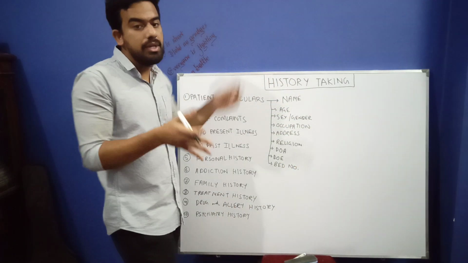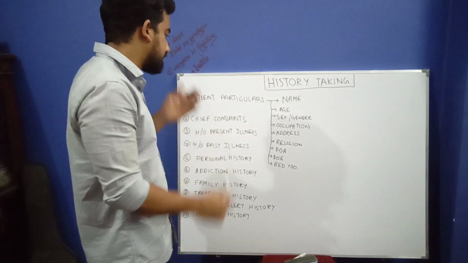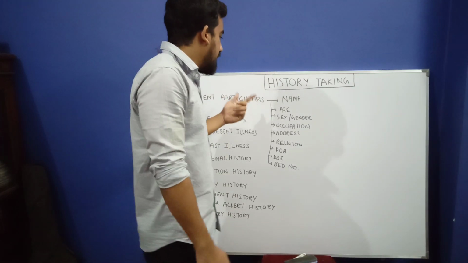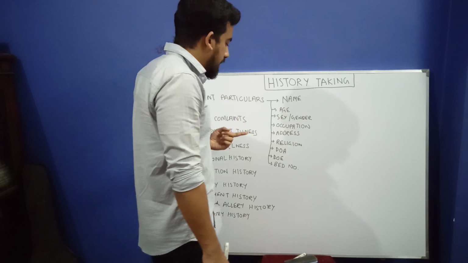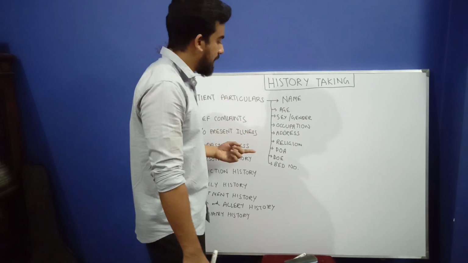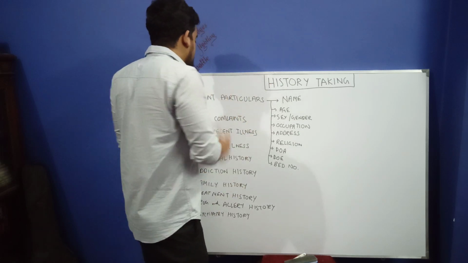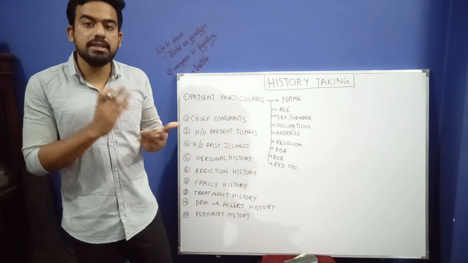The bed on which you are examining the patient. So, name, age, sex, occupation, address, religion, date of examination, date of admission, and bed number. These are the basic points in patient particulars in a general medicine or surgical case.